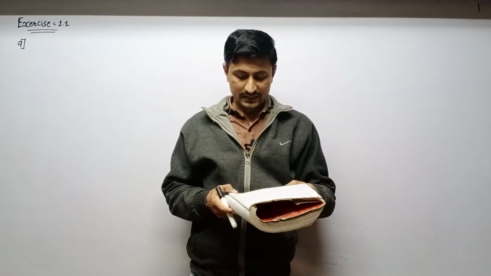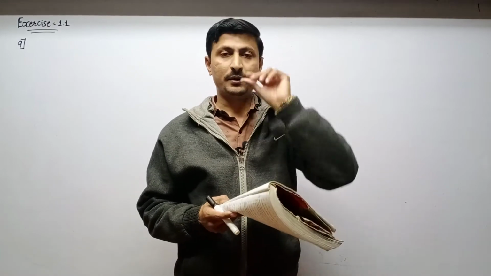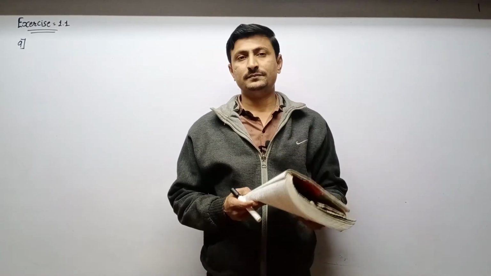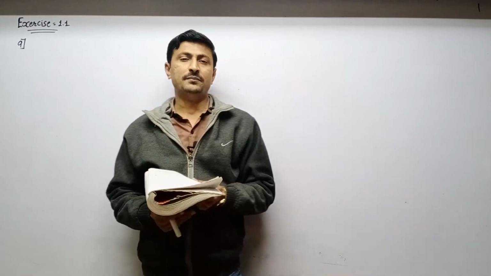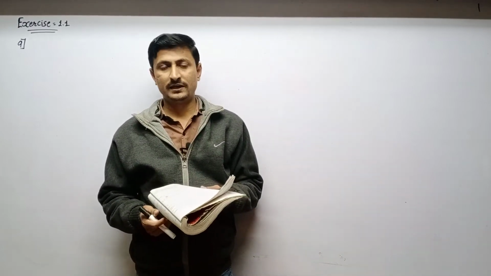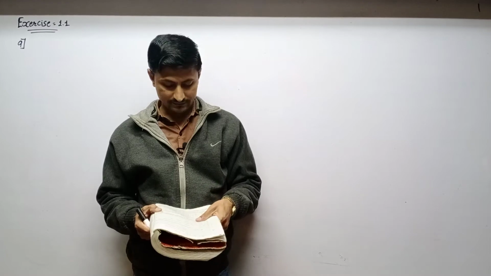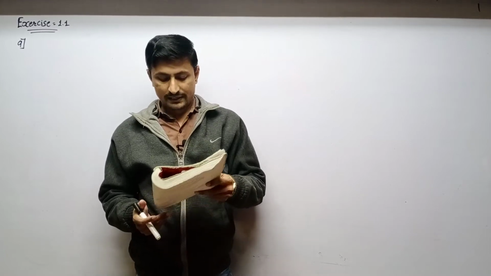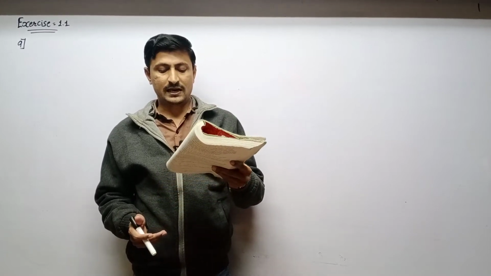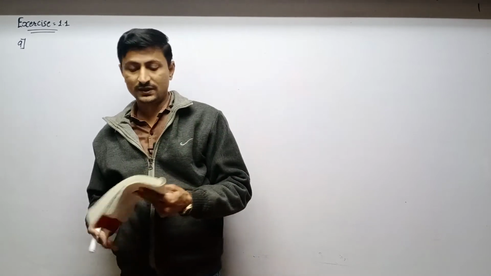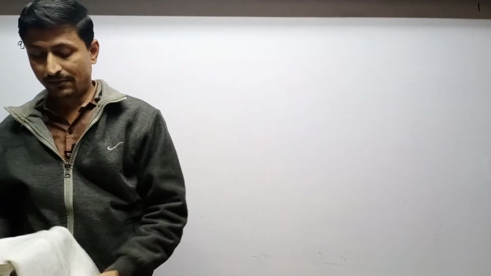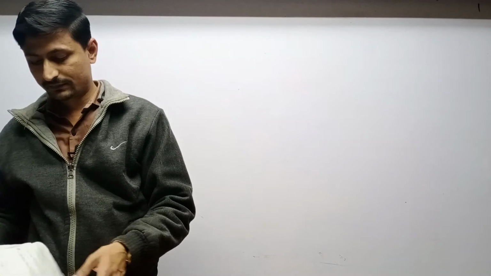And the sum of the two selected numbers being even is denoted by B. Sum of two selected numbers is even, it is denoted by B. So write the sets showing the following events and answer the given questions. First question: write down the sample space U.